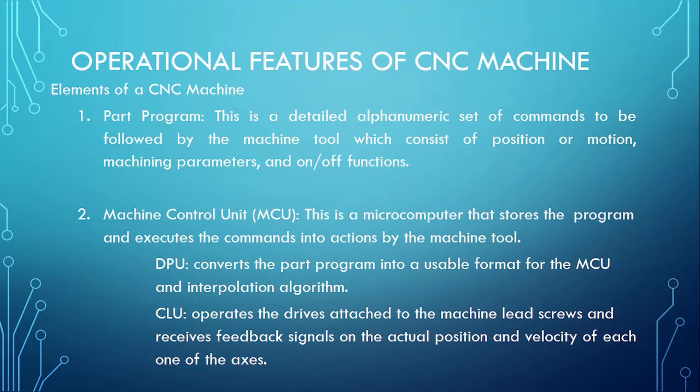So the CLU is responsible for the actual movement of every component or every drive on the machine tool, and also the feedback in terms of the actual position and velocity of each of the coordinates is received by the CLU, which in turn reports to the DPU, and whatever adjustment in terms of voltage and current to ensure that the appropriate position or coordinate is attained is sent back to the CLU.